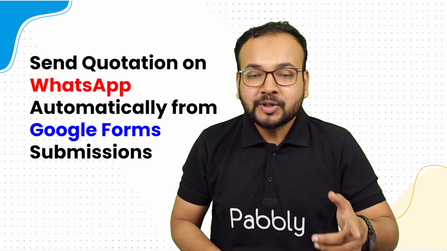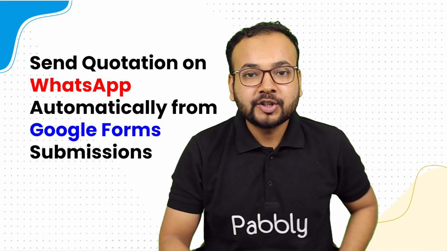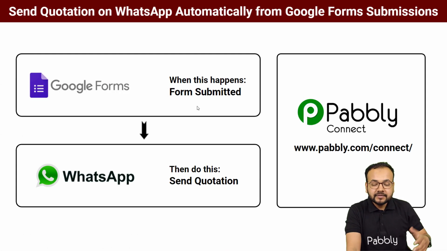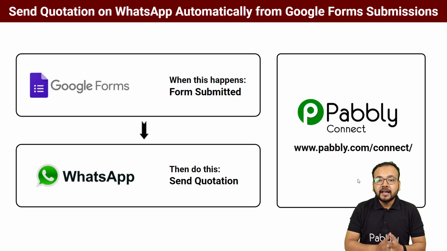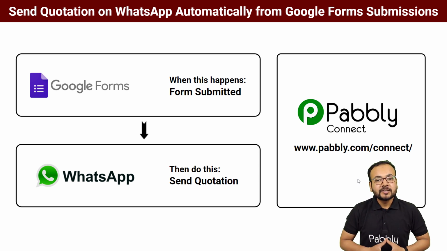Okay, so let me show you how the flow of this automation is going to look. So this will be the flow of this automation. Here, as and when the requirement form or the demand form is going to be submitted either by you or your customer, the quotation will be generated automatically and the same will be delivered on the WhatsApp account of your customer. And to make this happen, we are using Pabbly Connect, which is an integration and automation tool. And the best part is anyone can set up this automation without any coding skills or programming knowledge. So guys, let's set up this automation together.